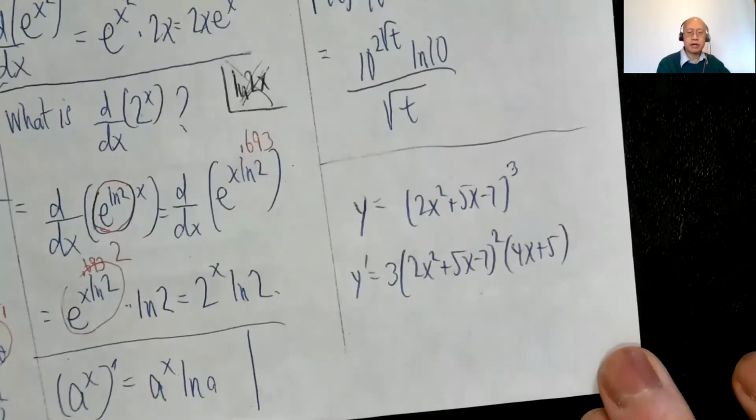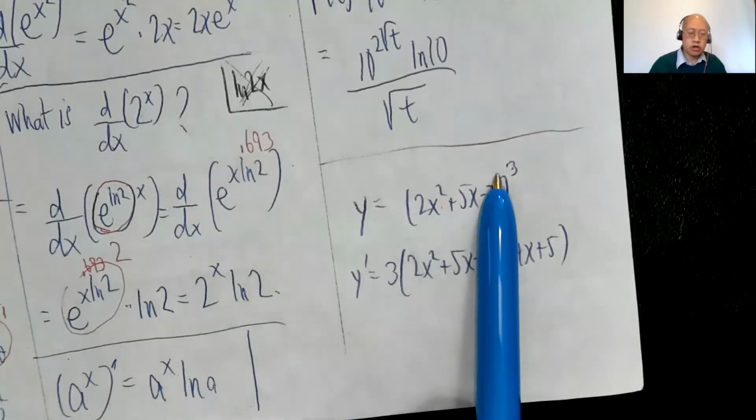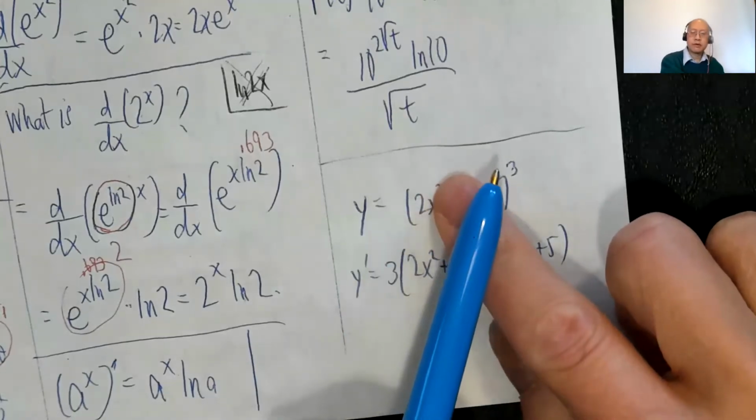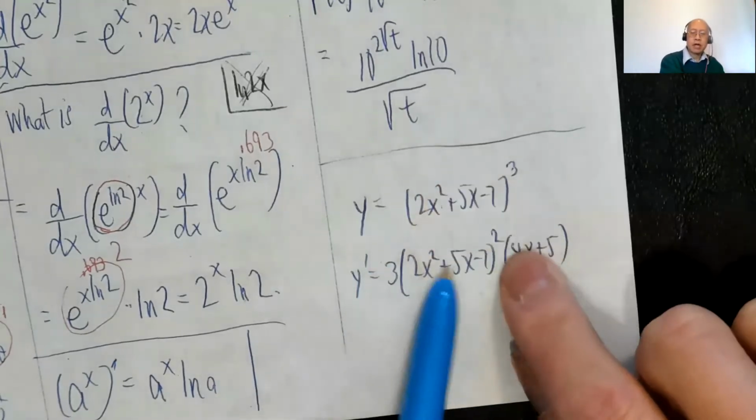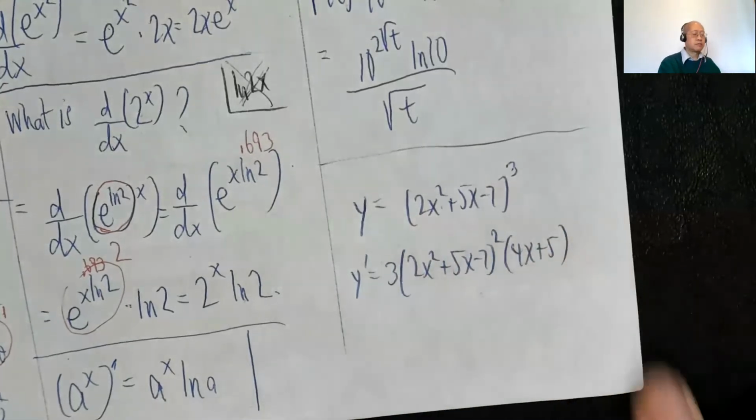Okay, so just a sidebar here. To differentiate 2x squared plus 5x minus 7, cubed, the outside function is the cubing function. So I go 3 times blah, blah, blah squared, and then times the derivative of the inside, 4x plus 5. Okay.